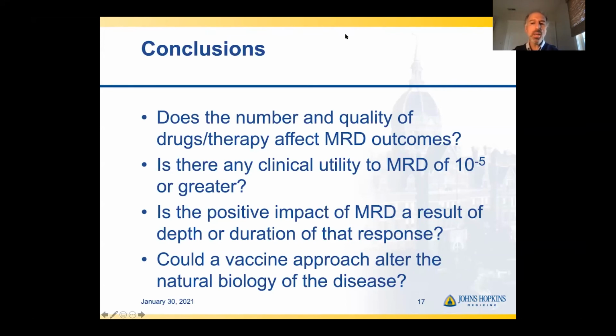Is the positive impact of MRD a result of the depth or duration of that response? And I would argue potentially both. You want to get down to 10 to the -6 and hopefully want to keep it down as long as you possibly can. And in terms of keeping it down as long as you possibly can, we at this point believe that an ongoing active immune approach, such as a vaccine approach, could potentially alter the natural biology of the disease and really begin to treat MRD positivity as opposed to getting to MRD negativity.